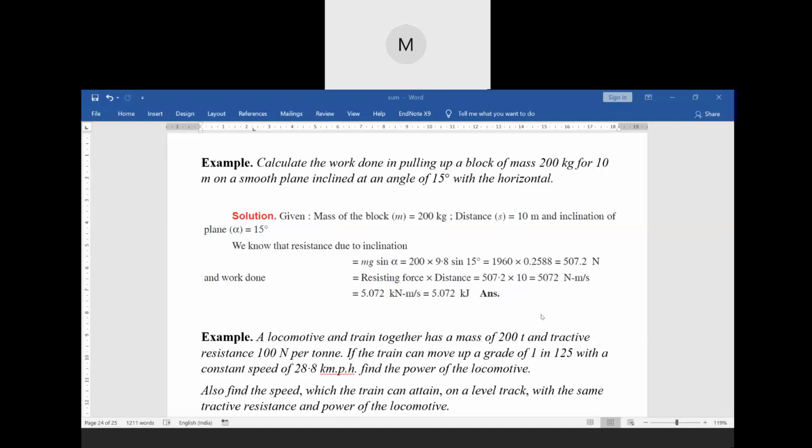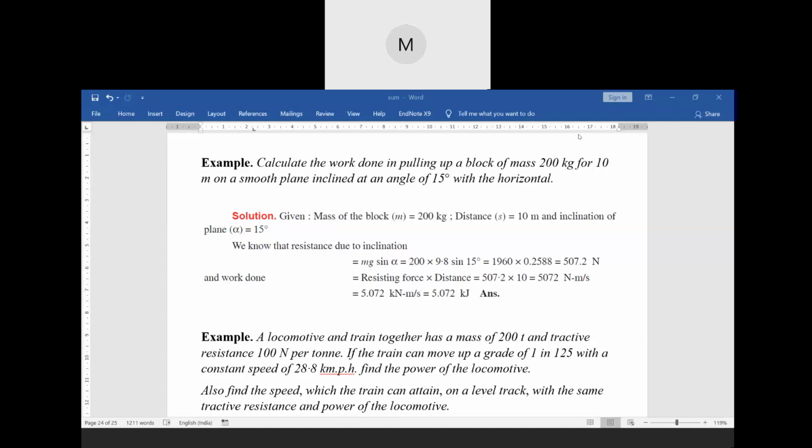In the last class, we did this numerical. Calculate the work done in pulling a block of mass 200 kg for 10 meters on a smooth plane inclined at an angle of 15 degrees to the horizontal. So this is a simple numerical. The mass is given as 200 kg, the distance is 10 meters, and the angle of inclination is 15 degrees with the horizontal.